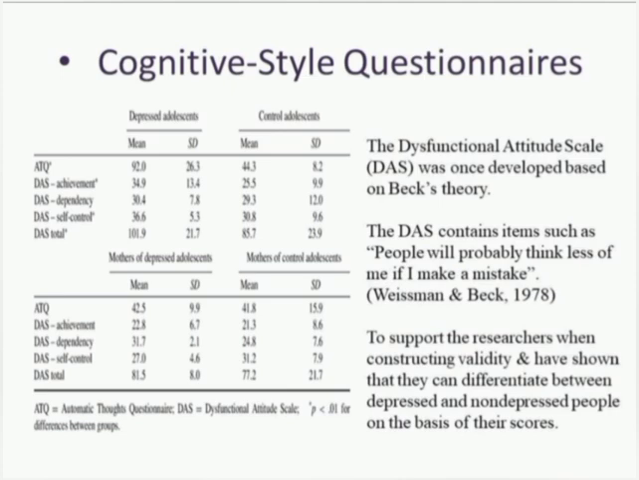Here, in this picture on your left side, is called the Dysfunctional Attitude Scale. It was developed based on Beck's theory. The DAS contains items such as, "People will probably think less of me if I make a mistake." These kinds of questionnaires tend to support researchers when constructing validity and have shown that they can differentiate between depressed and non-depressed people on the basis of their scores.